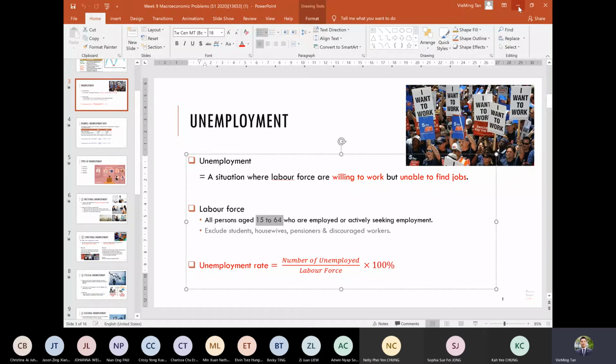So there is no best answer to describe the definition of labor force from these three options. So the answer will be D, none of the above. Okay, so the answer is D. This question actually tests your understanding of the definition of labor force. Okay, so number 19.